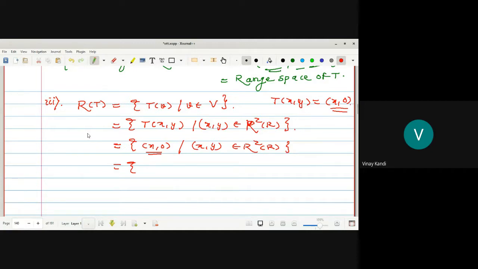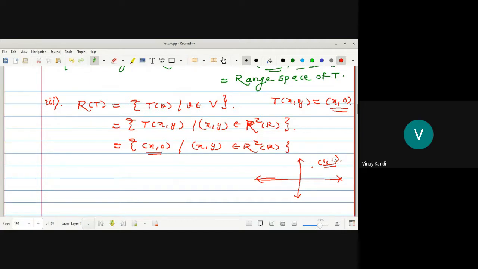So this is the range space: the element of the type (x, 0). The first coordinate is arbitrary and the second coordinate is 0. Now look at this one. Suppose this is the x-axis and this is the y-axis. Suppose this is the point (1, 1). Now this (1, 1) is not in the range space. Why? Because the second coordinate here is not 0.